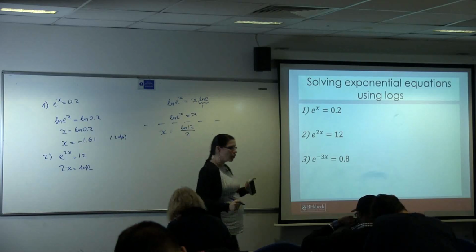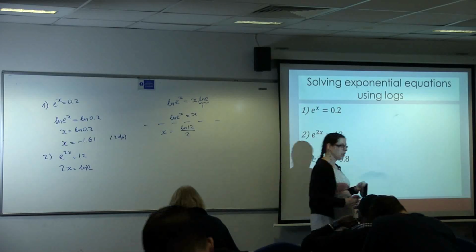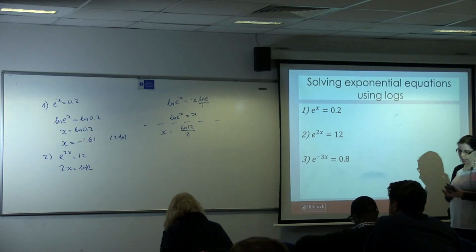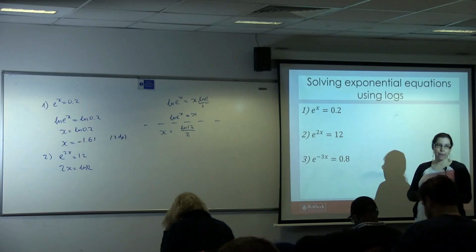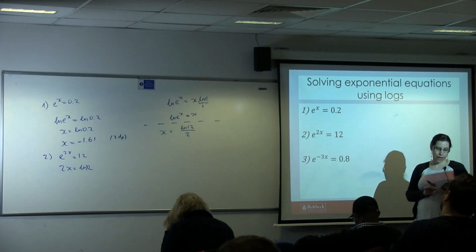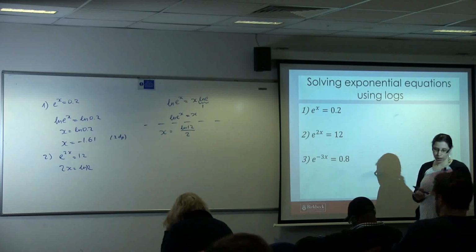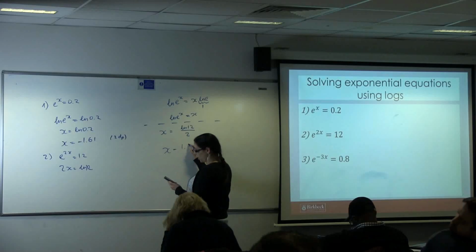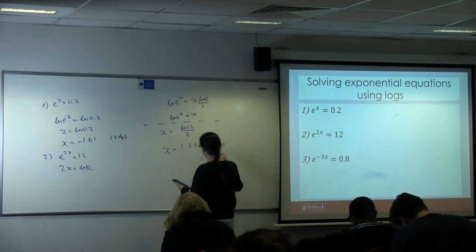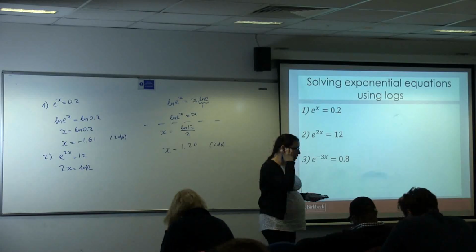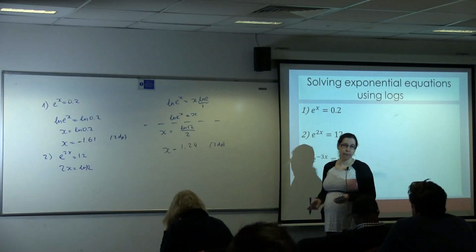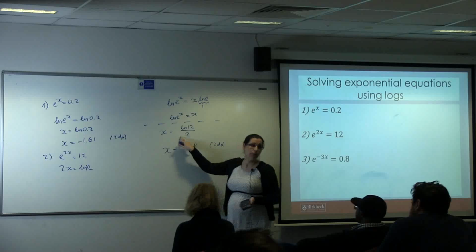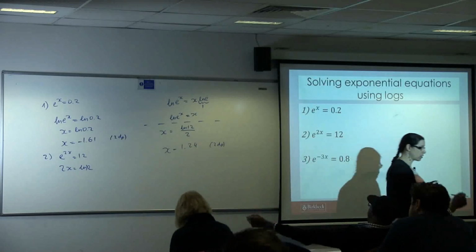And this is the case where, when you're using the calculator, you have to remember to close the bracket. So you just press ln, put 12 in there, close the bracket, and then divide by 2. And that gives you x being 1.24. If you don't close the bracket, what you are actually calculating is ln 6, and that's not the same as ln 12 over 2. So be aware of that bracket with the logs.